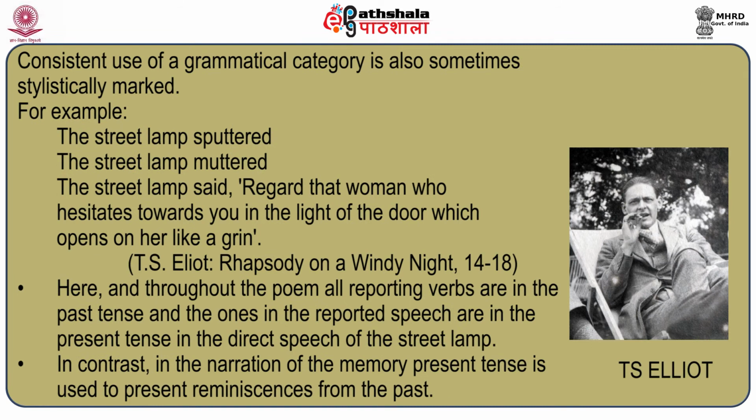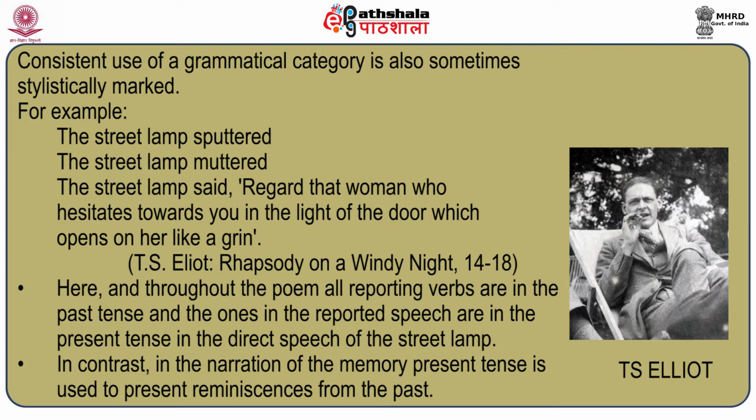Next, we look at consistent use of a grammatical category. Here in this case, we will look at the verb. We look at T.S. Eliot's poem Rhapsody on a Windy Night. In this poem, two kinds of verb forms create a significant pattern. First, there is the direct speech of the lamp. The lamp is a speaker. And secondly, there is the narration by the memory of the poem. So we have two features: the lamppost speaking, and the memory reflecting, narrating events of the past.